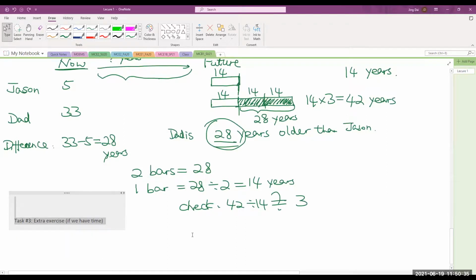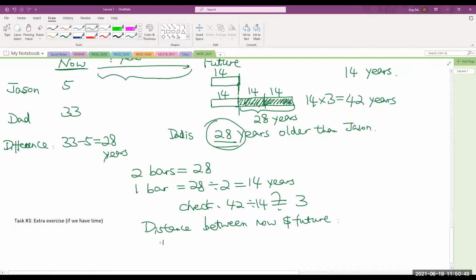We're gonna just say distance. Can we say distance? Distance between now and the future. Two ways to figure it out. First way is using Jason's age: 14 minus 5, 9 years. Second way is to use Daddy's age: 42 minus 33. Guys, 42 minus 33, is that 9? Yes. So either way, you should get 9 years.